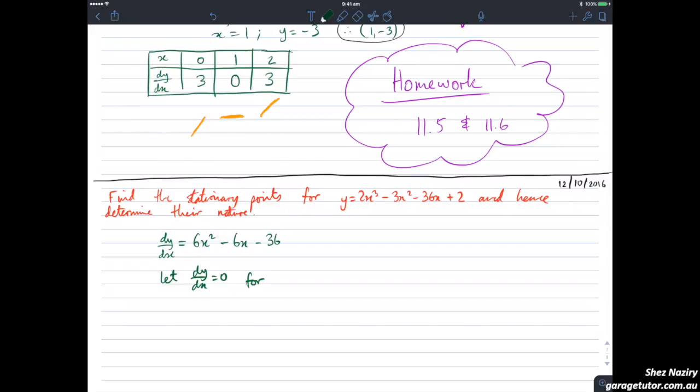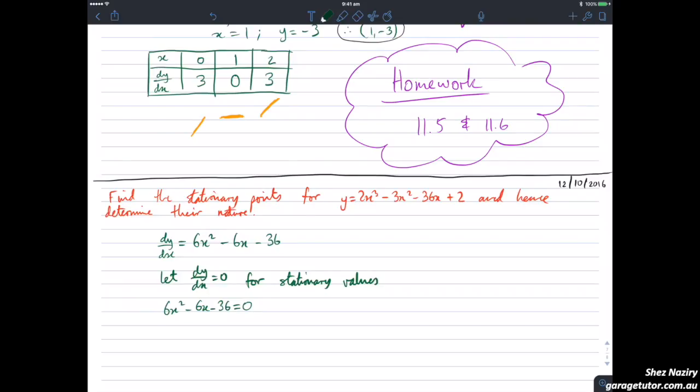For stationary values, you have to write this sentence. If you look at any HSC Excel Success 2-unit textbook, you will find in the solutions that they'll always write something like this line: so let dy/dx equal 0 for stationary values. Okay, so we end up with 6x squared minus 6x minus 36 being equal to 0.